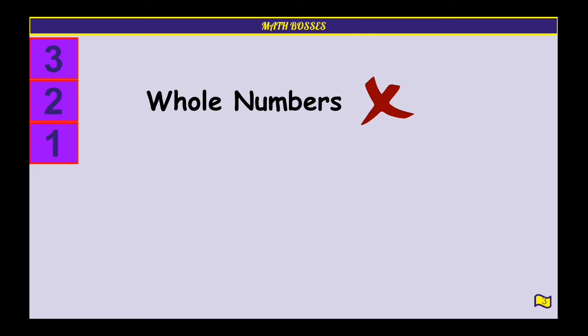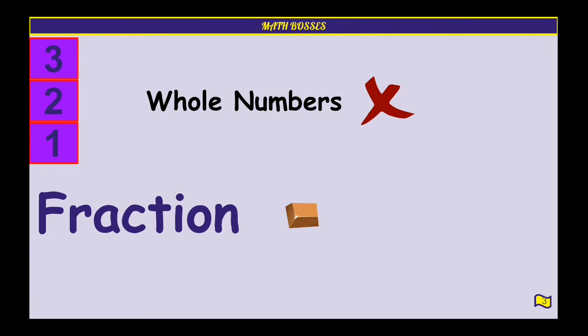3, 2, and 1, like many other numbers, are whole numbers, and we use whole numbers to represent quantities like we did with the chocolates. But not all quantities can be represented with whole numbers like this one here. That's why the concept of fraction was introduced.